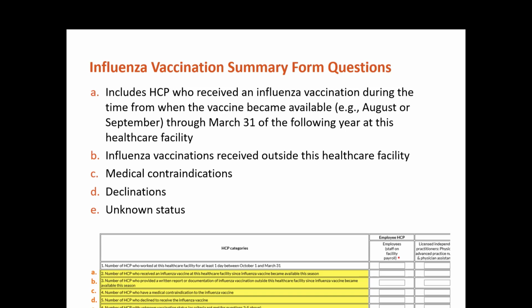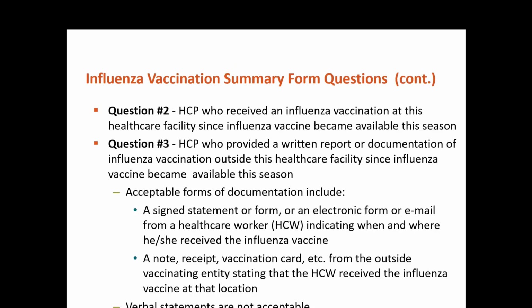This slide highlights the healthcare personnel categories as they appear on the form. The categories include influenza vaccinations received at the facility or elsewhere, medical contraindications, declinations, and unknown vaccination status. Question number 2 on the influenza vaccination summary form covers healthcare personnel who received influenza vaccination either at the healthcare facility or elsewhere.